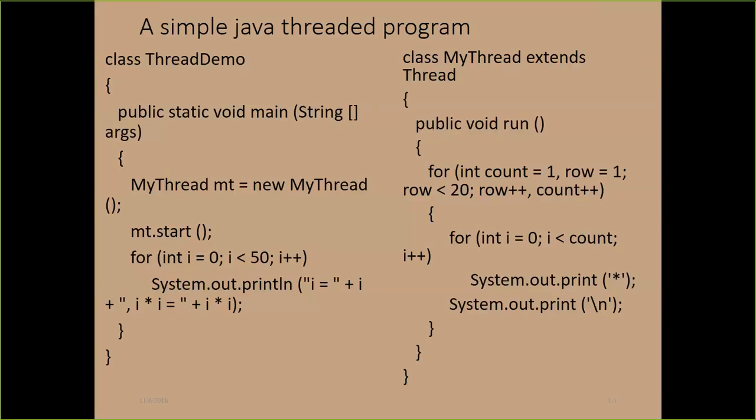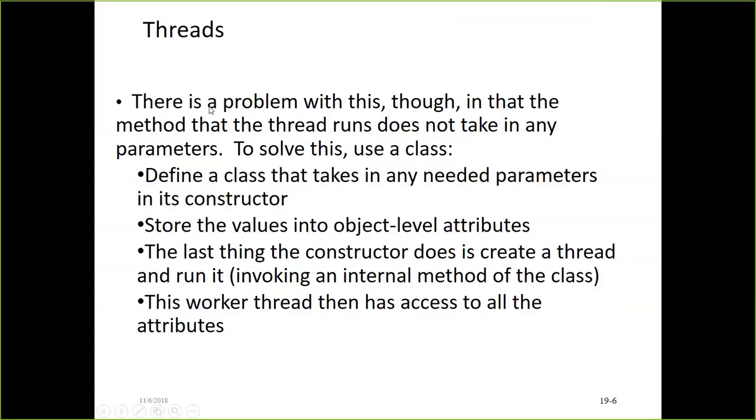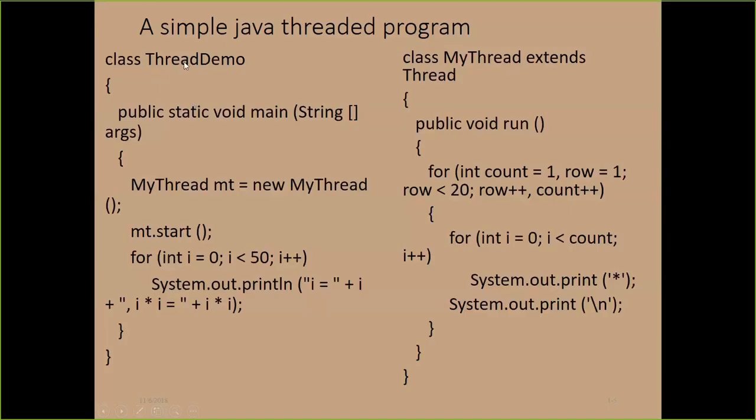This is a simple Java program with a thread. It is threaded, but not really multi-threaded. You will see a multi-threaded program; actually it is two programs. On the left side, the ThreadDemo class should be the public class that contains the main thread. The main thread creates a thread object by calling the MyThread class, which is defined on the right side.